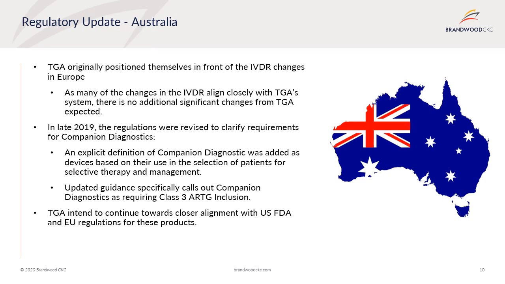Now, one regulation that was clarified in late 2019 was the companion diagnostic guidance. Effectively, an explicit definition of a companion diagnostic was added because it was not specifically called out previously. It suggests that a companion diagnostic needs to have ARTG inclusion. That was always kind of inferred, but it wasn't specifically presented in the regulations by the TGA. So that's the only change. And again, because the TGA was kind of out in front of the IVDR, we don't anticipate any other changes coming as a result of the IVDR being implemented.